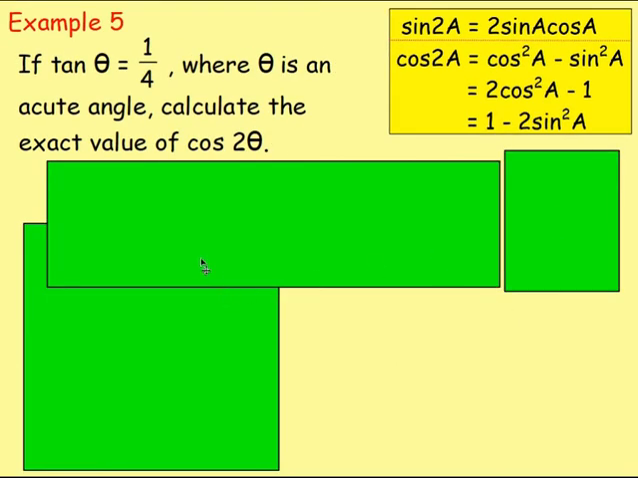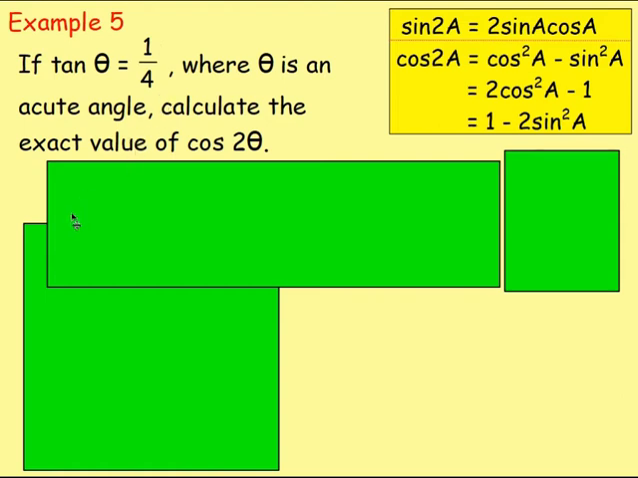Example 5. If tan theta equals 1/4, where theta is an acute angle, calculate the exact value of cos 2 theta. Now, what's the first thing that you want to think about here, Connor? What do you always think? Good, the triangles.